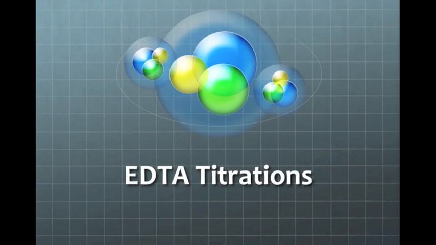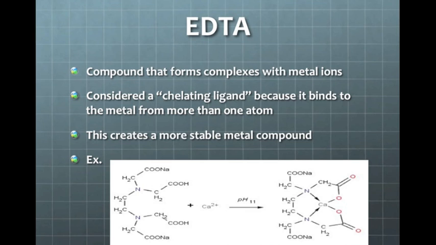In this PowerPoint, I will be discussing EDTA titrations. EDTA is a compound that forms complexes with many different metal ions. It is considered a chelating ligand because it binds to the metal from more than one atom. Compared to a monodentate ligand, which only binds to the metal from one atom, a chelating ligand is more stable. In the example below, you can see the two nitrogen groups of the EDTA binding to the calcium ion.